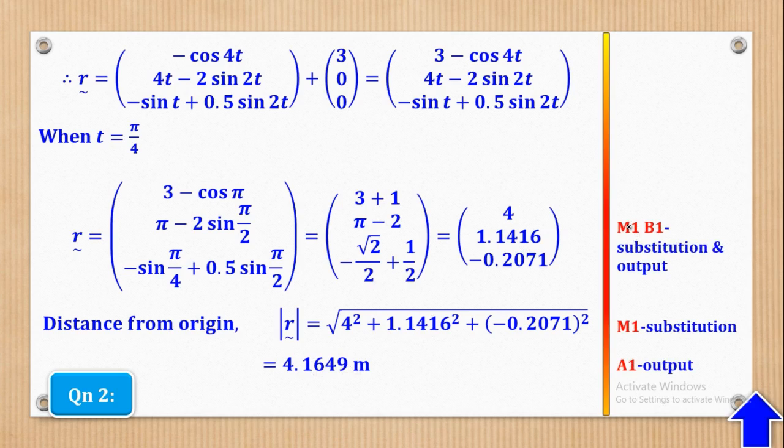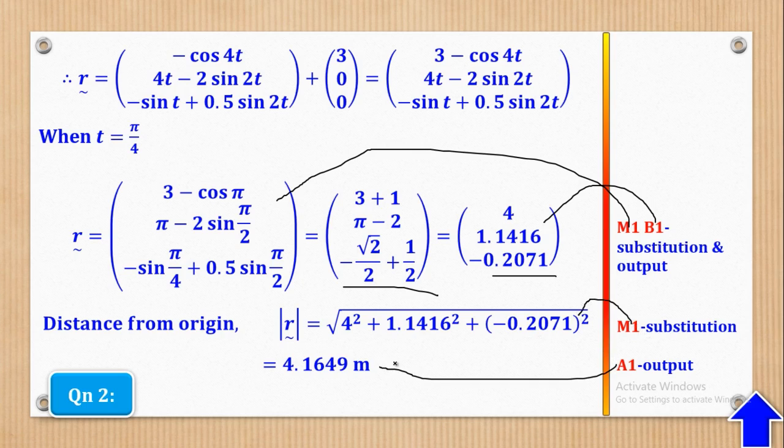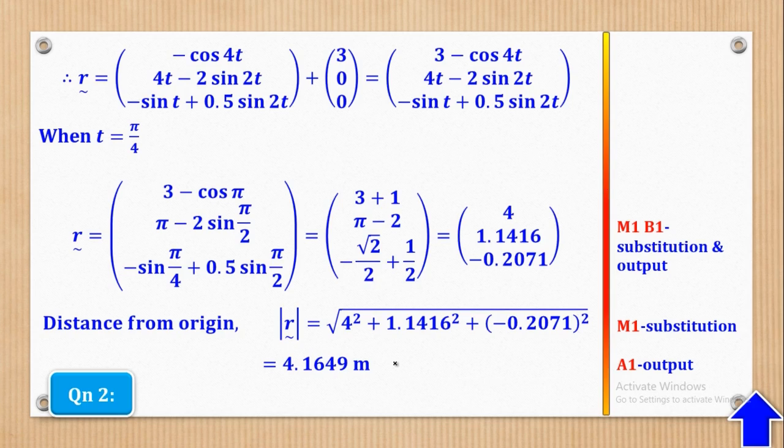So on this slide, M1 was for substitution and B1 was for the output. So the output can be this one if you use the calculator, or this one if you have simplified using standard angles or partial angles. So M1 is for substitution here and A1 is for the final output. So basically that's what they wanted.